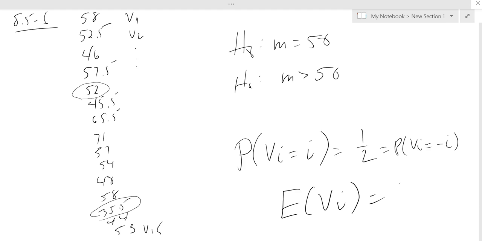It's not a trick question. If half the time it's positive i and half the time it's negative i, what should be the expected value? 0, right? Yeah, good. So the expected value here should be 0. Right?